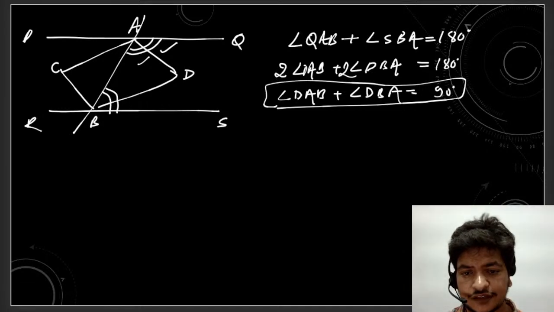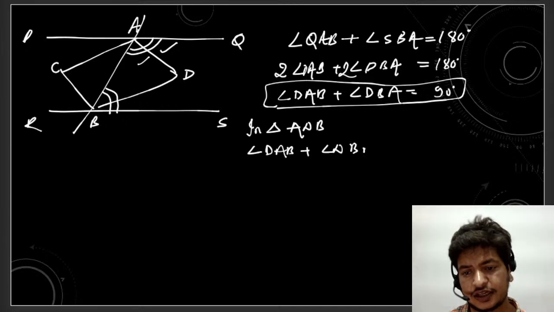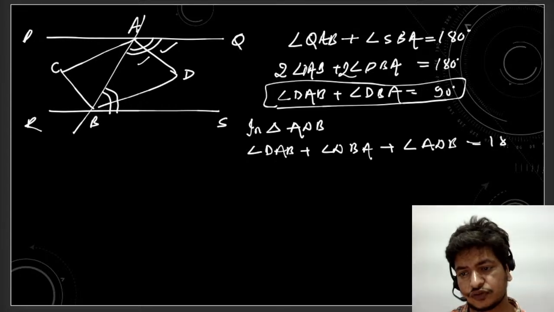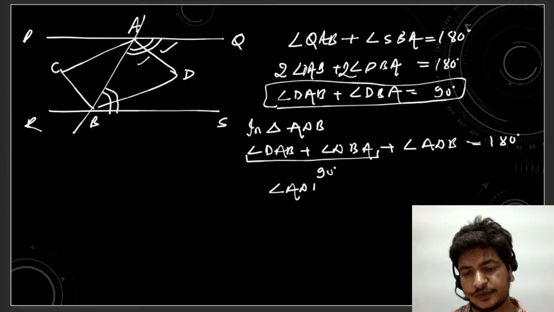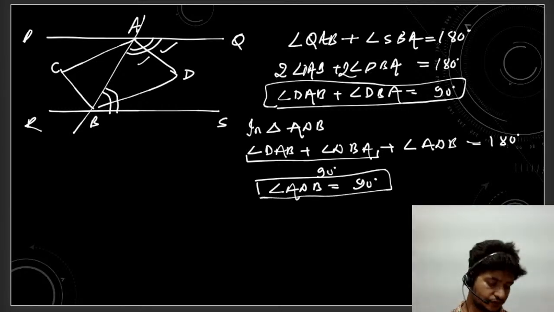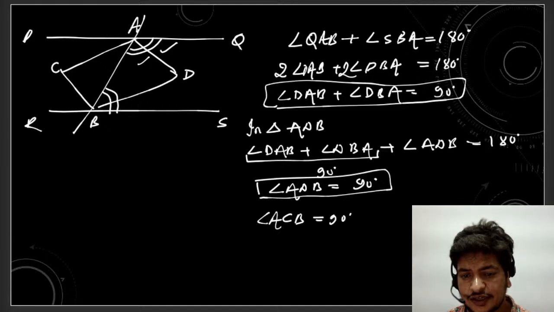Now, if I take triangle ADB, angle DAB plus angle DBA plus angle ADB is equal to 180 degrees. We already know that the first two sum to 90 degrees. So what we can prove? We can prove the value of angle ADB is equal to 90 degrees. This is a thing that we can prove from this concept. Similarly, we can prove angle ACB is equal to 90 degrees.